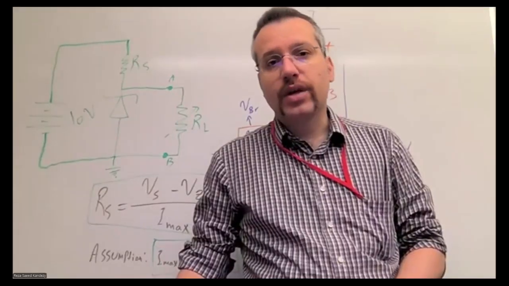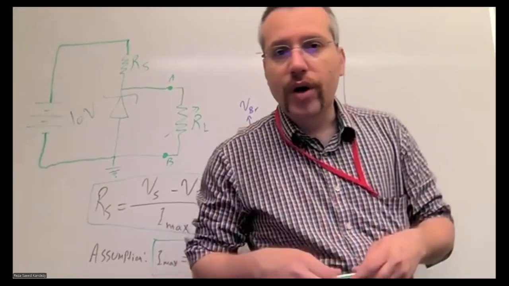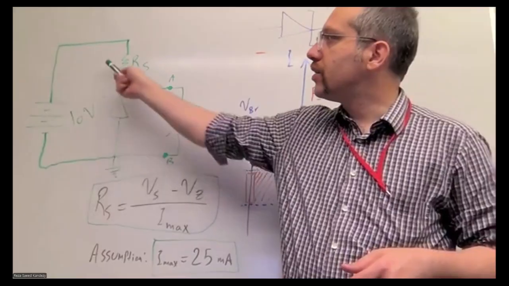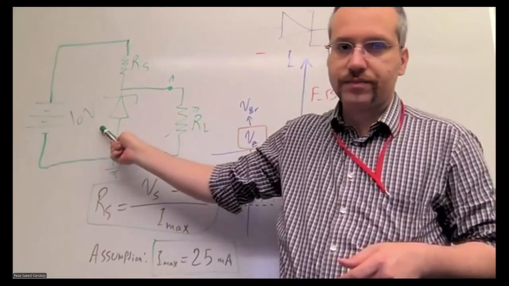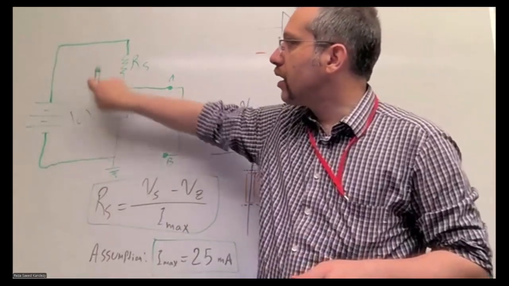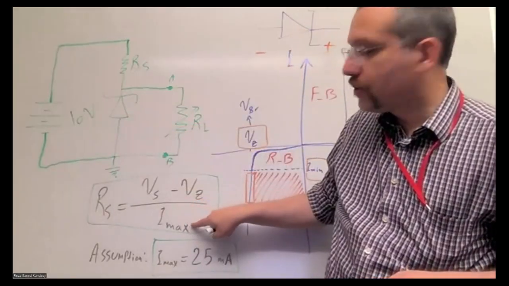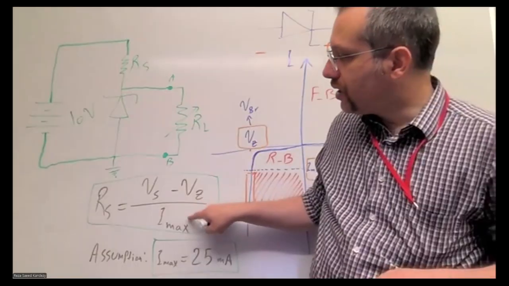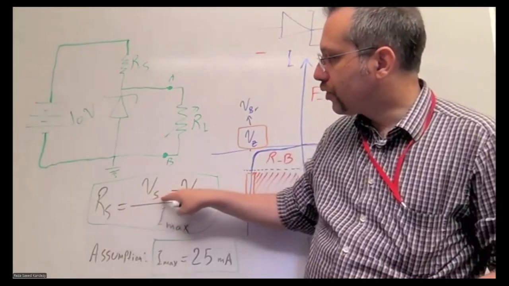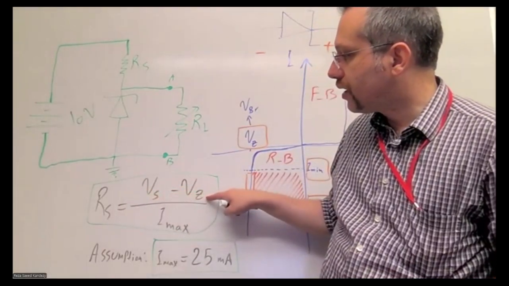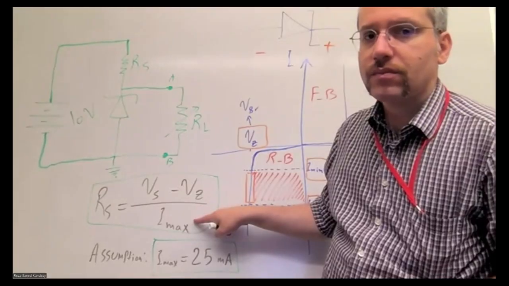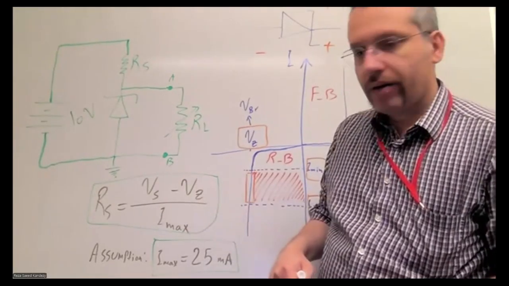Now, how could we calculate this? Same as before, we run a KVL in a loop that contains the RS, the voltage source and the Zener diode. If we want to limit the current to the maximum current, then from the KVL, the resistance should be the voltage of the source minus the voltage across the Zener diode, divided by the maximum current. Now, the input voltage is 10.